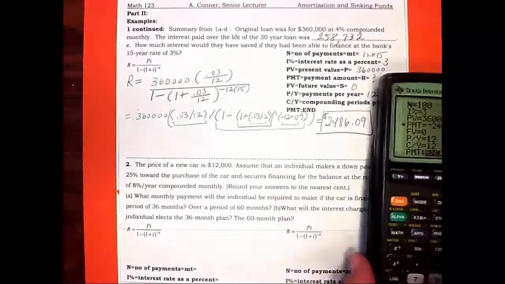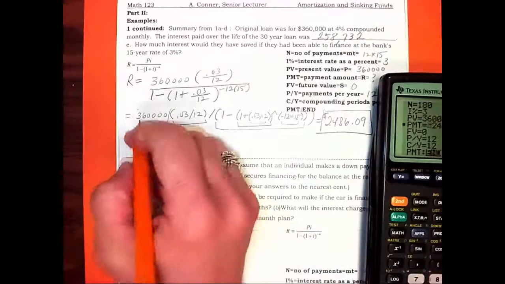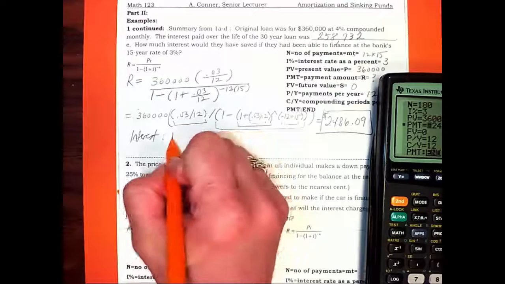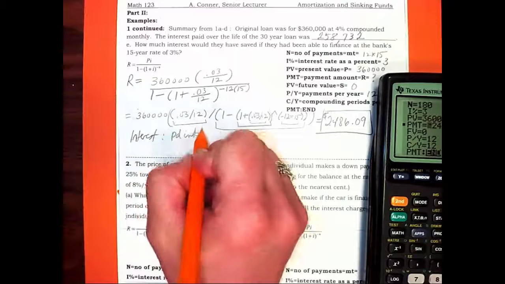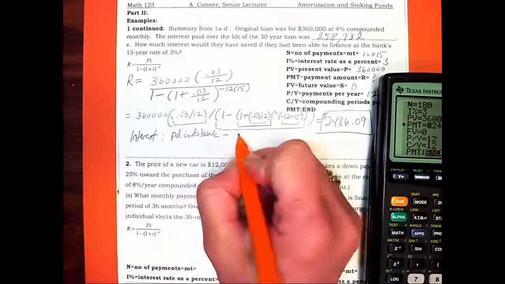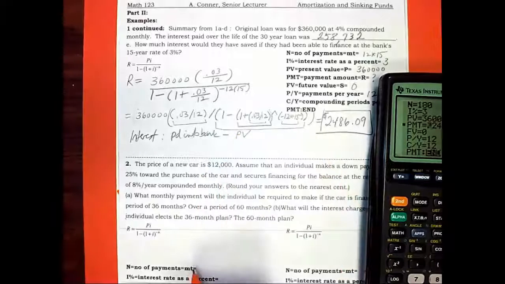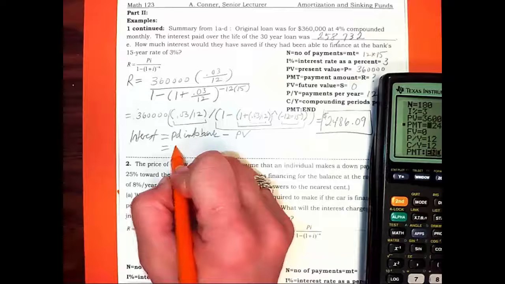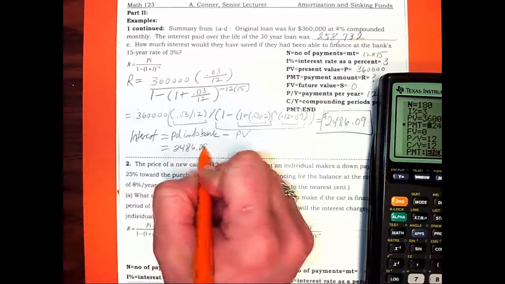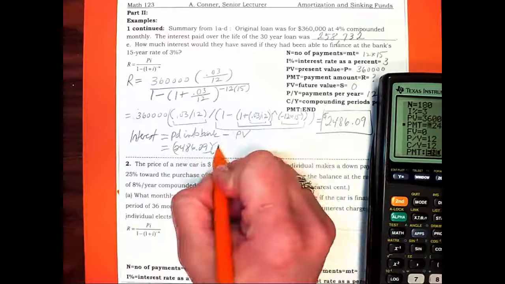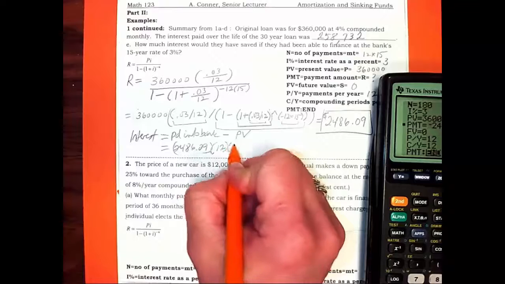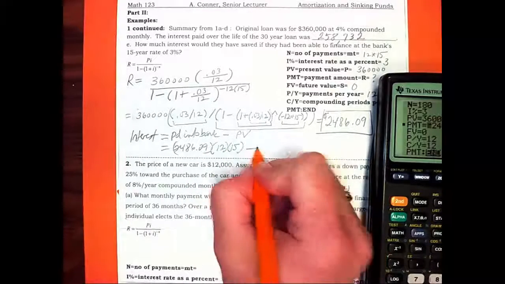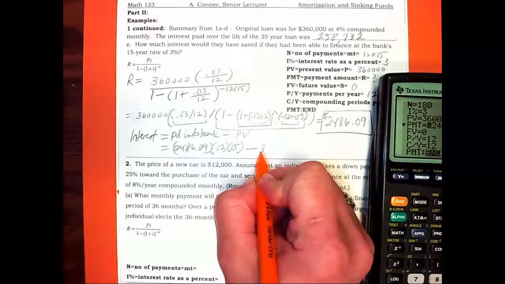But we could figure out how much we would actually be paying in interest. So interest would be how much we've paid into the bank minus the present value, how much the loan was actually for. So how much we paid into the bank would be that payment amount times how many payments we made. Well, there's 12 months in a year. And this time we did that for 15 years, or the couple did it for 15 years, and we're going to subtract out the amount of the actual loan.